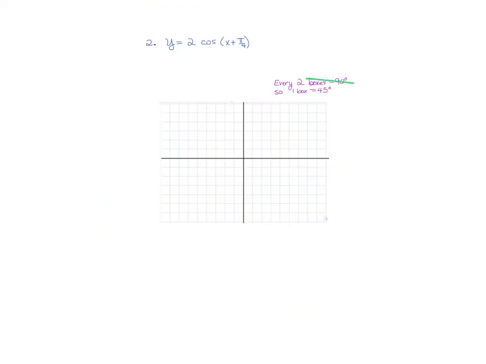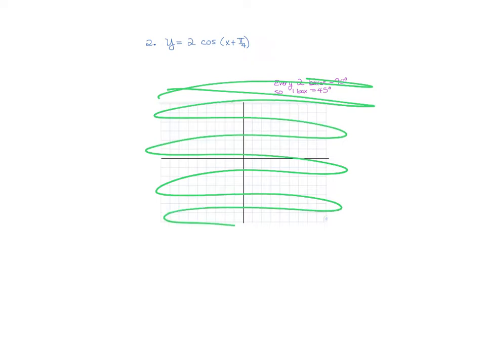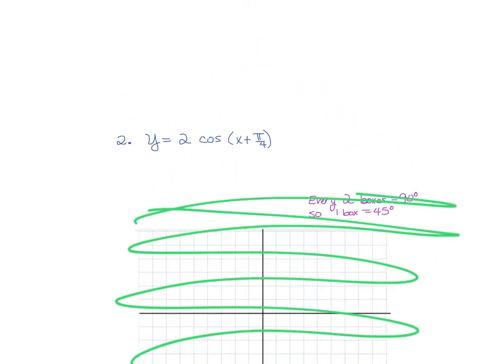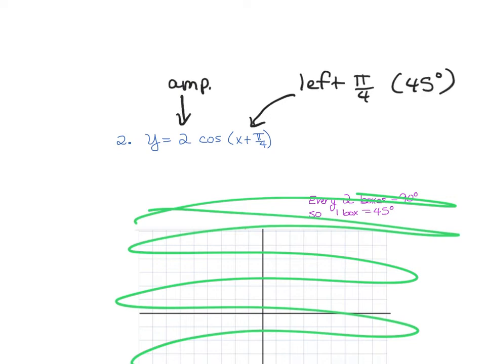Now, I'm not going to use this grid, so just ignore that if it's on your notes. So this time, it's got an amplitude of 2. So I'll label that along my y-axis. Notice the plus sign in here. Again, think opposite. You would normally think you would go to the right, but we're going to be shifting left pi over 4 degrees, which is really 45 degrees. So I need to recalculate my points.